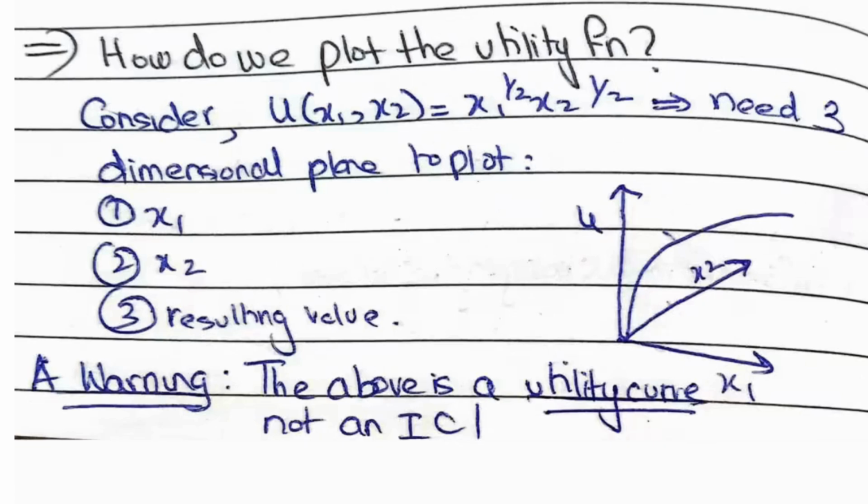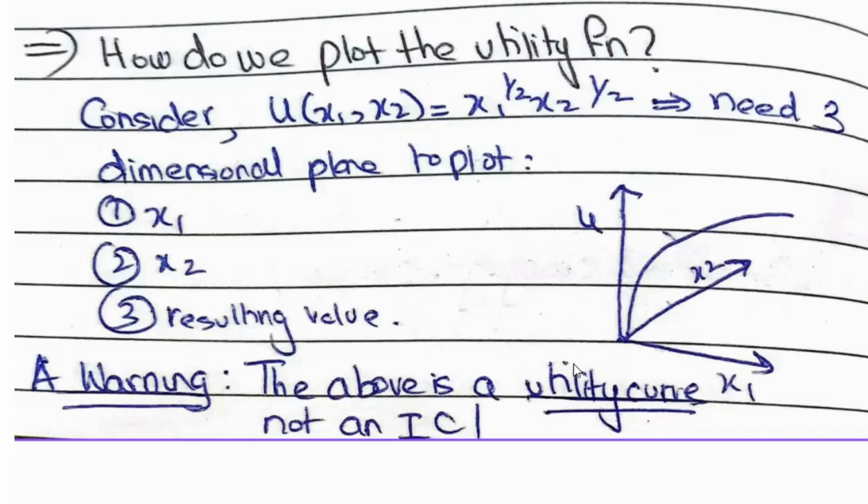So now let's look at how we plot a utility function. Say we have this utility function, U(x1, x2) = x1^(1/2) x2^(1/2). Now we would need three dimensions to plot this utility function, because we need one dimension to plot x1, one dimension to plot x2, and one dimension to plot the resulting utility value. So we can plot utility functions if we're looking at just a two-good world, and in that case we would need three dimensions.